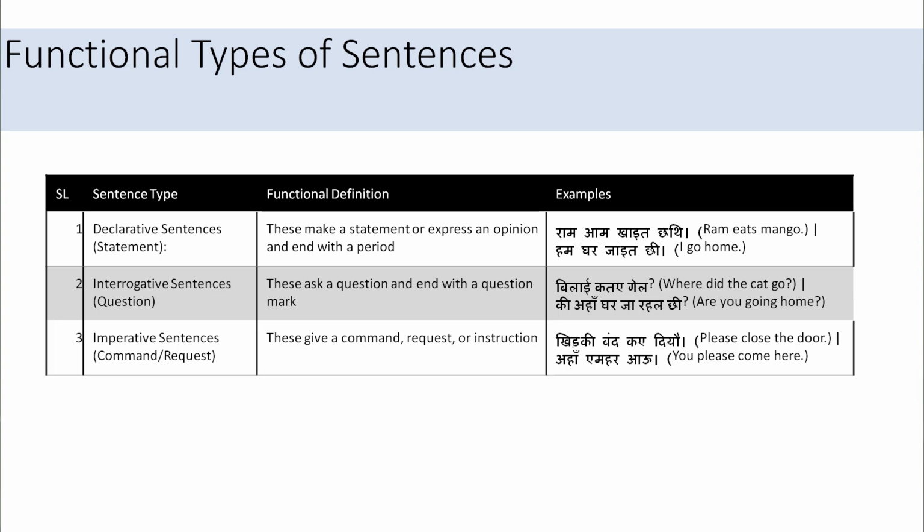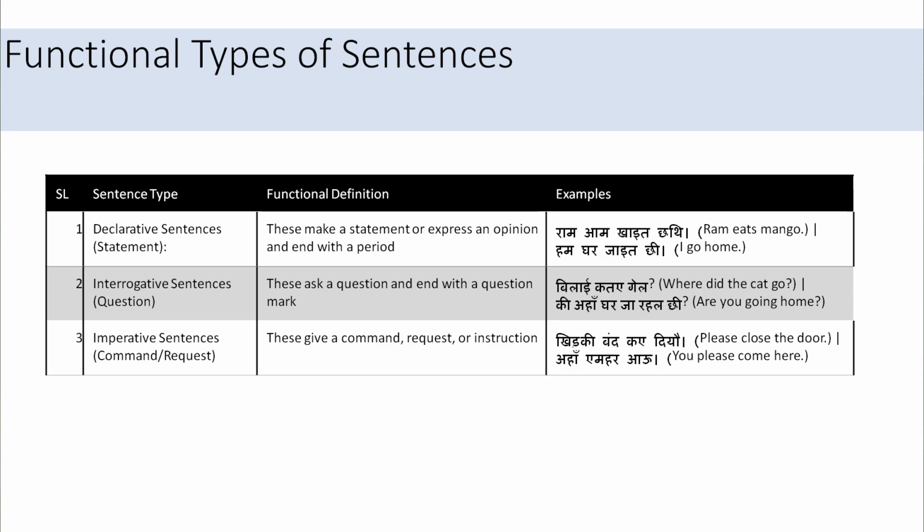Then we also have imperative sentences, which basically indicate a command, a request or an instruction. These things are usually expressed through imperative sentences. So, when you say "khirki band kar diyo", please close the window, that is an imperative sentence. "Aha emhar aao", you please come here, is another imperative sentence because it is asking someone to come somewhere.